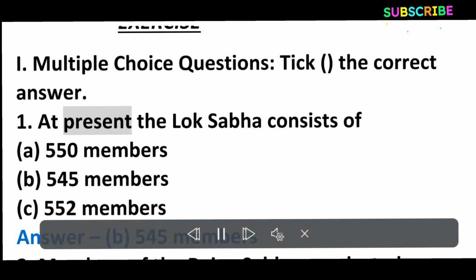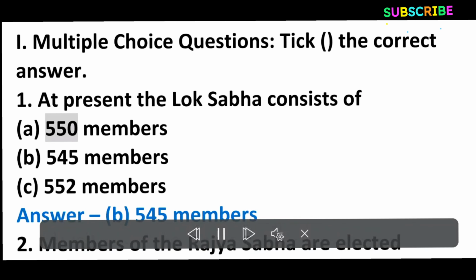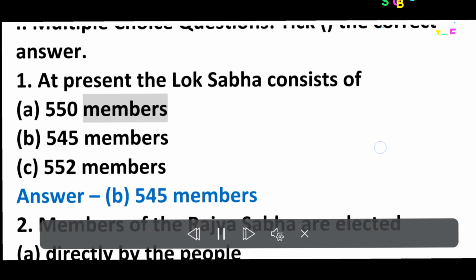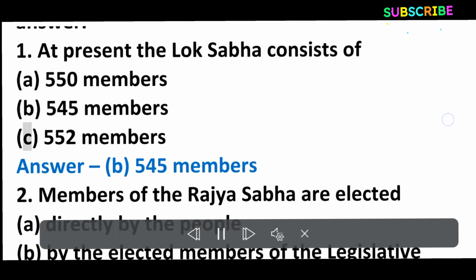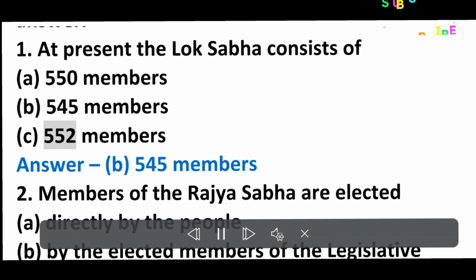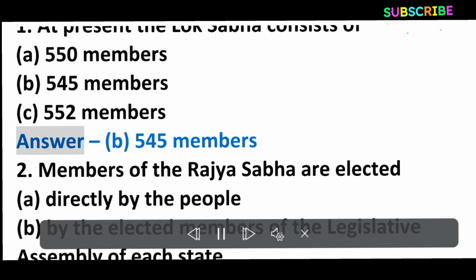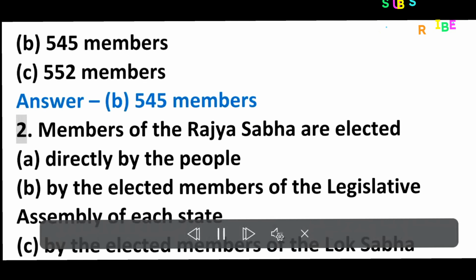1. At present the Lok Sabha consists of a. 550 members. B. 545 members. C. 552 members. Answer B. 545 members. 2. Members of the Rajya Sabha are elected a.